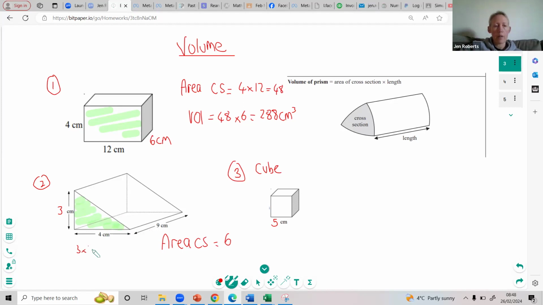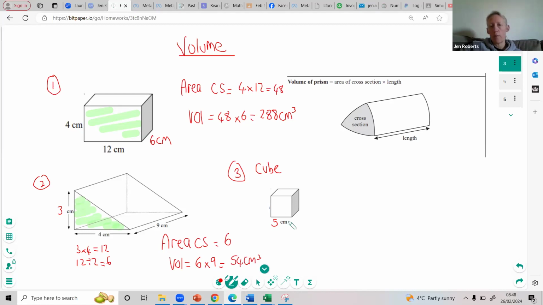Just put that working out here. So we did base times height. Don't forget for triangle, divide by 2. Now we've got the area of that cross-section. We need to times it by its length. What's its length? It's 9. So the volume is area of cross-section times length, 54 centimetres cubed.